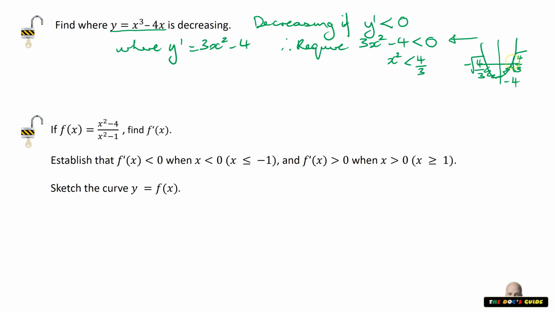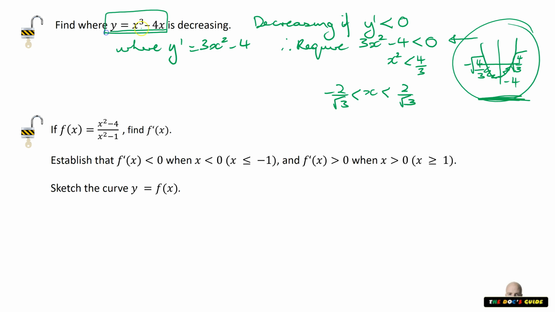It's in this part just here. So we're looking for the values of x between minus the square root of 4 on 3, which is minus 2 on root 3, and plus 2 on root 3. And again, we just have to be careful to remember that this parabola is the parabola representing the slope of this function. This here is not a drawing of this function because this is a cubic.